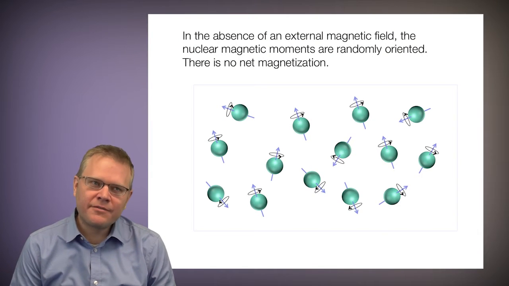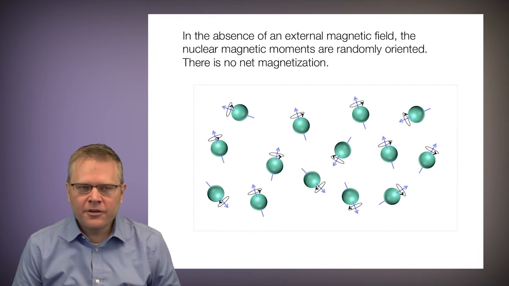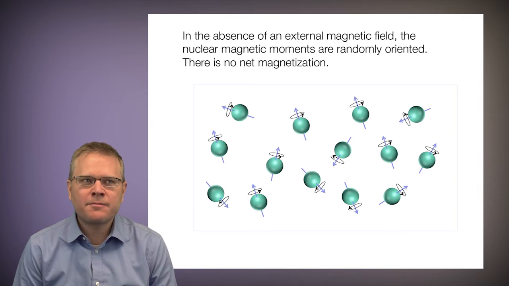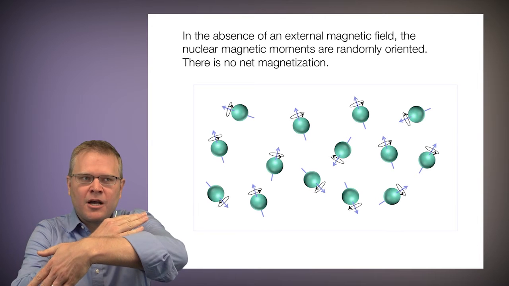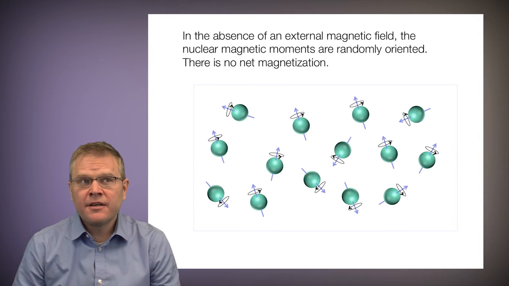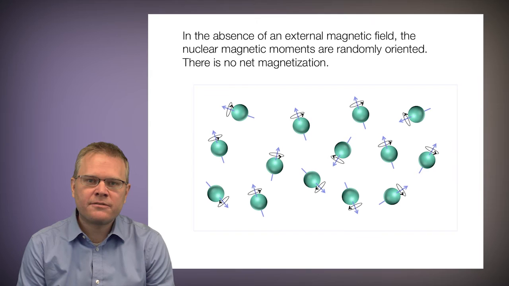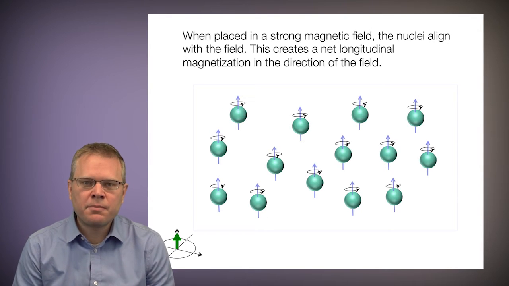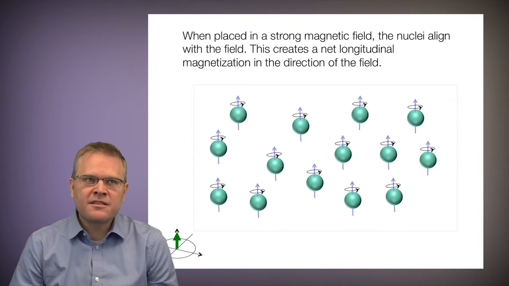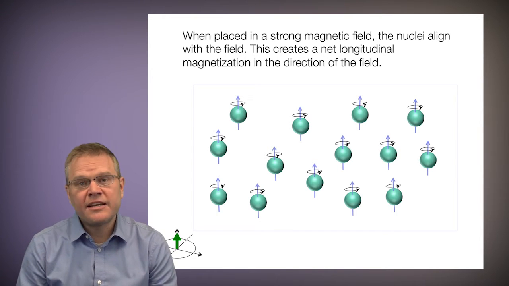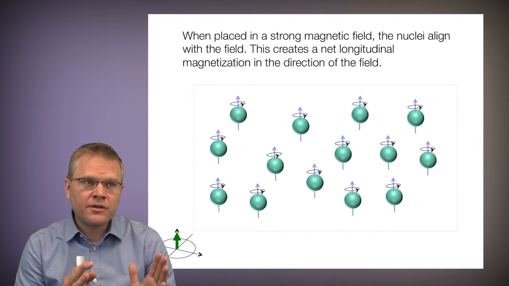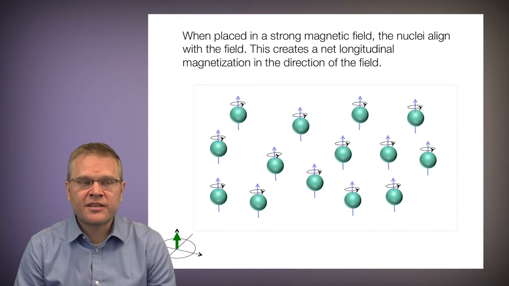In the absence of an external magnetic field, the nuclear magnetic moments of all these hydrogen atoms are randomly oriented. If one hydrogen atom is pointing in this direction, you have another one pointing in the opposite direction, so they're canceling each other out. For these reasons, there's no net magnetization. However, this changes when they're placed into a strong magnetic field. This causes the nuclei to align with the field and creates a net longitudinal magnetization in the direction of the field. Here we see all the nuclei pointing in the same direction, and this gives rise to a net magnetization in the Z direction.